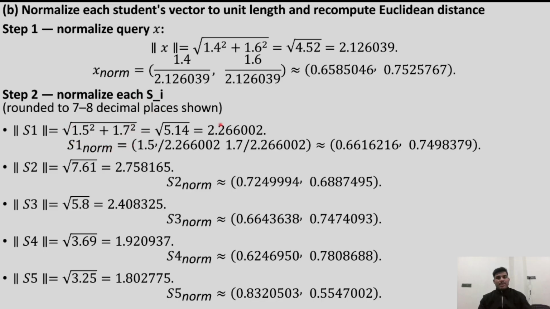So for S1, with norm 2.26602, by normalizing we got 0.6616 and 0.74983997, and for S2 we got 0.724994 and 0.6887495. Similarly we got the S3, S4 and S5 values.